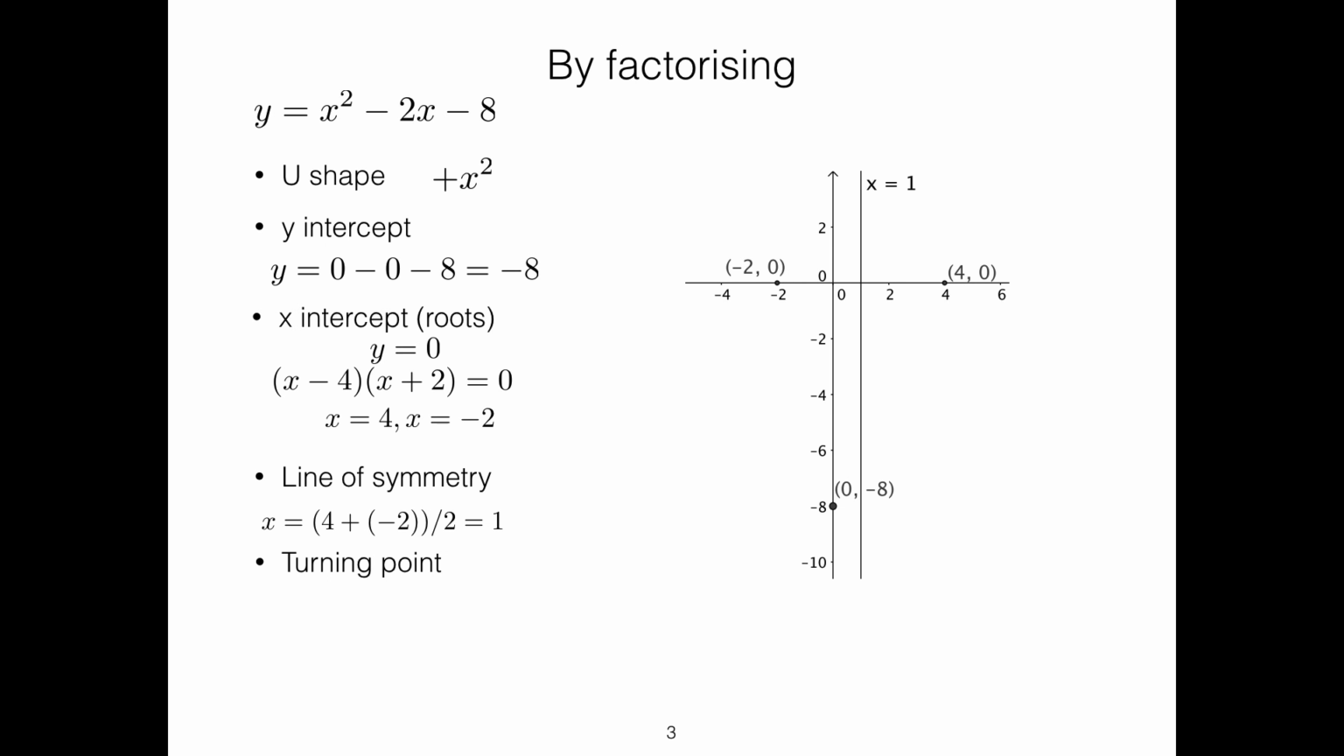The last thing we need to find out is the turning point. We know that at the turning point, x is equal to 1 because the turning point is on the line of symmetry. So we substitute x with 1 and we get the y value of the turning point. So now we know the turning point is (1, negative 9). By connecting the x-intercepts, y-intercept, and the turning point with the parabola, we will get the quadratic graph we want.